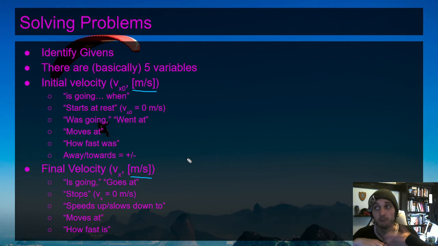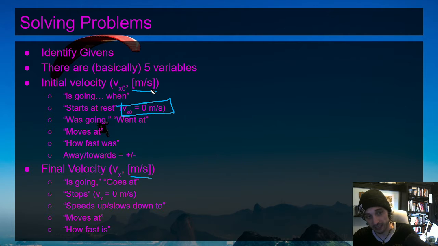If you see the object is going 5 meters per second when it starts to, that would tell you its initial velocity. If you see that it starts at rest or is dropped, either of those is giving you some hidden information. Your initial velocity is 0 because you're not moving at the beginning. So if it begins not moving, the initial velocity is 0. If you see was going 10 meters per second, went at 10 meters per second, those are both past tense, which implies that it's the beginning of the problem.